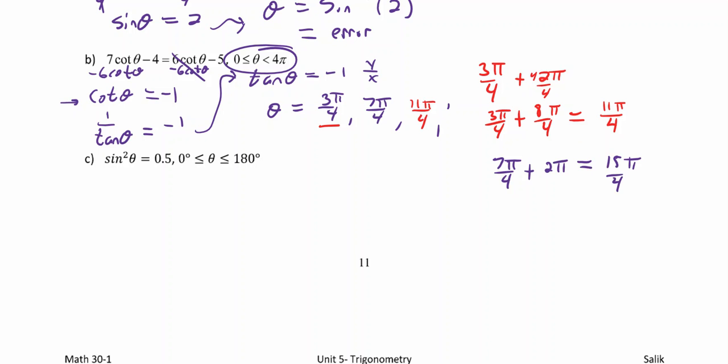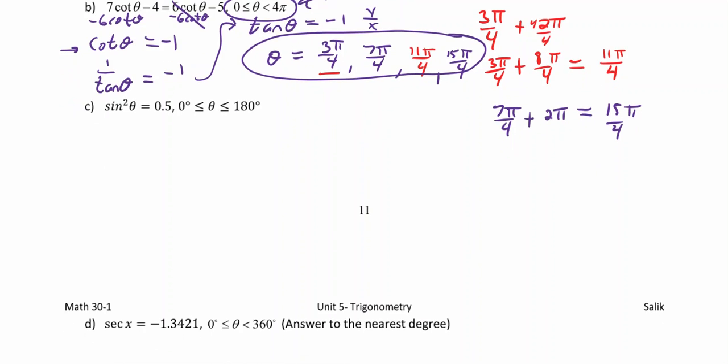Okay, so then it was also 15 pi over 4. Sorry, my color selection was funny there. Okay, so those are my 4 solutions to this. Okay, next one. Now this time we have sine squared theta is equal to 0.5.